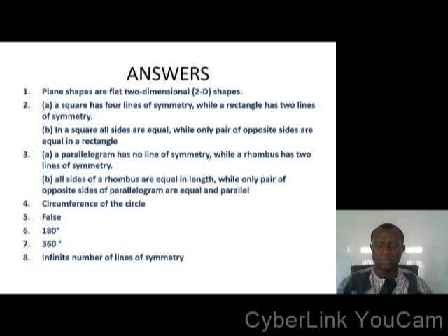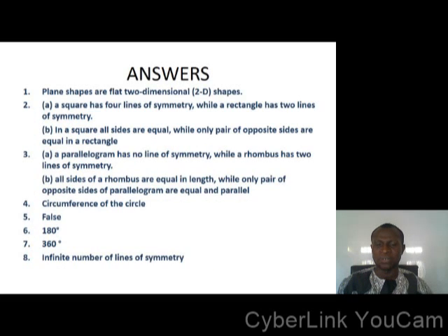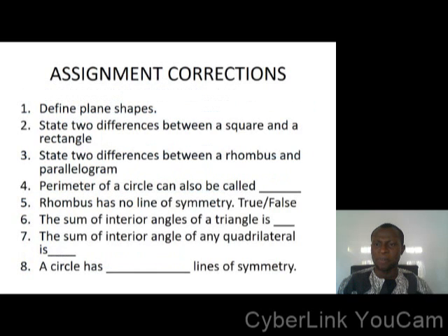All right, then number 4 says the perimeter of a circle can also be called the circumference of the circle. So it's either you call it the perimeter of a circle or you call it the circumference of the circle. Then number 5, rhombus has no line of symmetry, true or false? The answer is false, because a rhombus has 2 lines of symmetry.